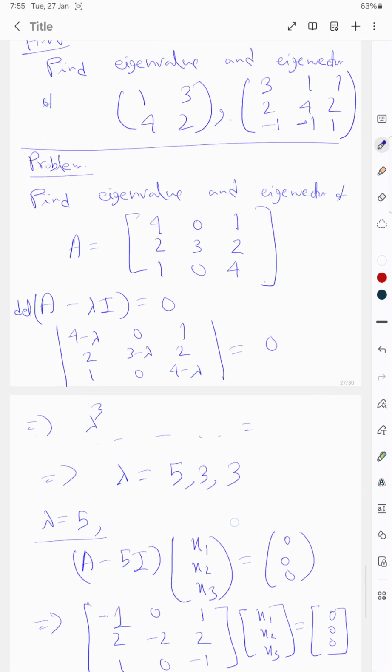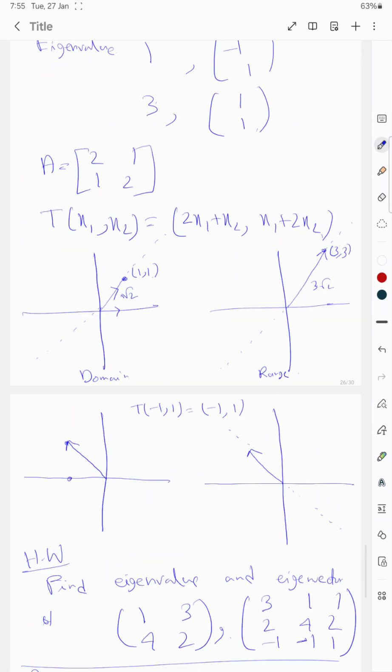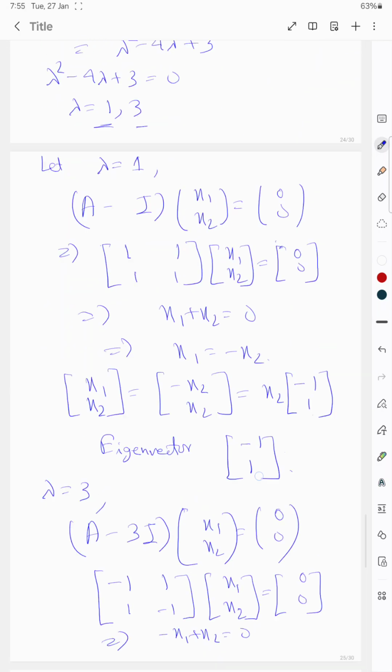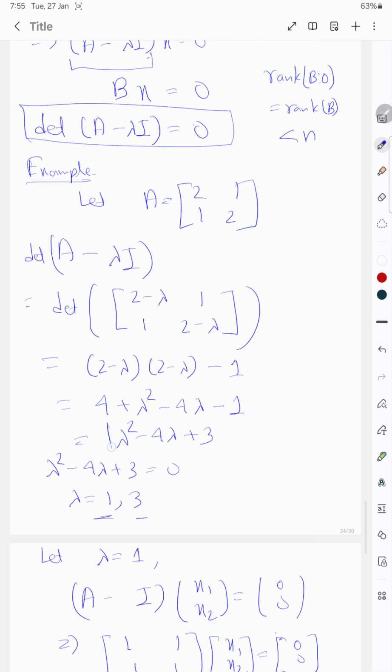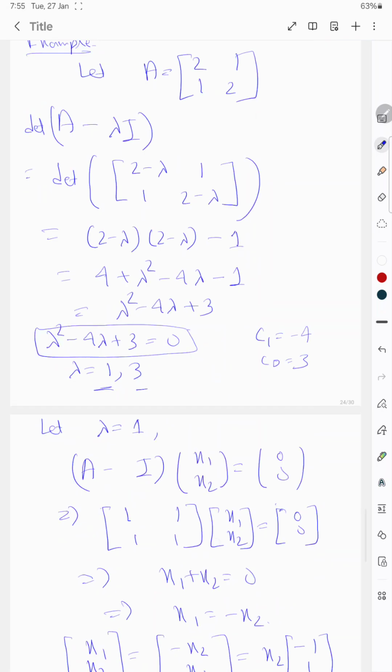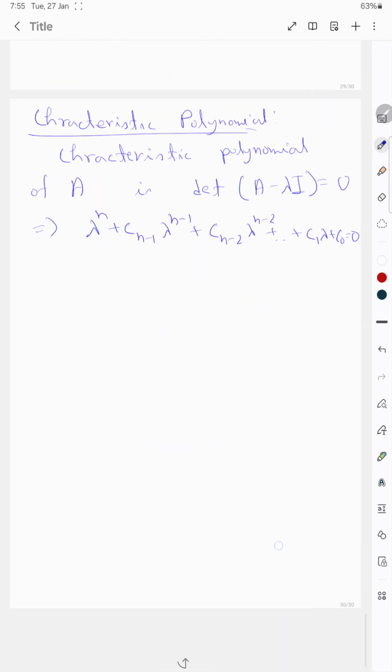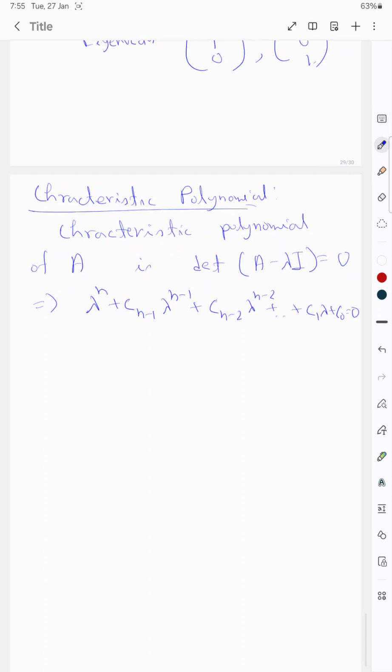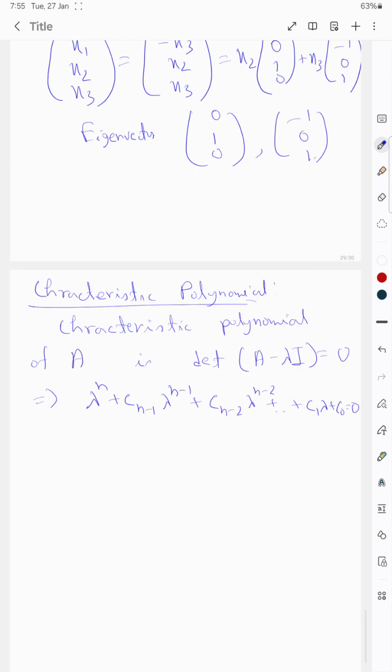For example, whenever we find this equation for the first one, you see, this is equal to 0, right? So this is lambda square, and here my c1 is minus 4 and c0 is 3, right? This type of polynomial is called the characteristic polynomial. Now, what is the Cayley Hamilton theorem?